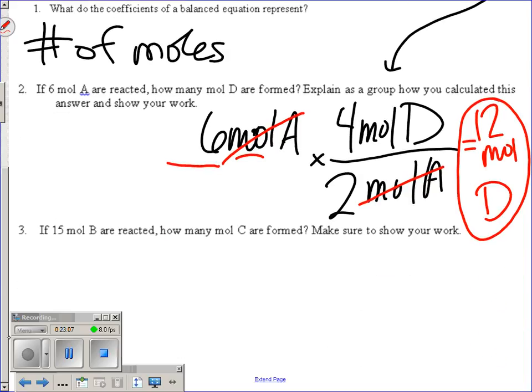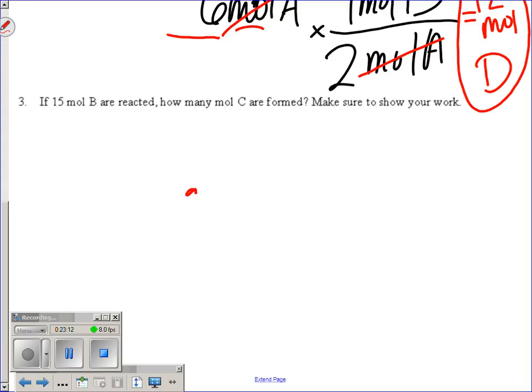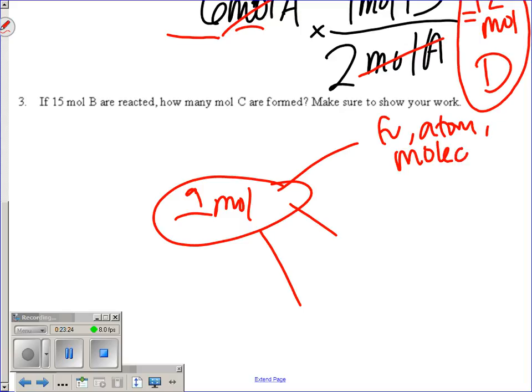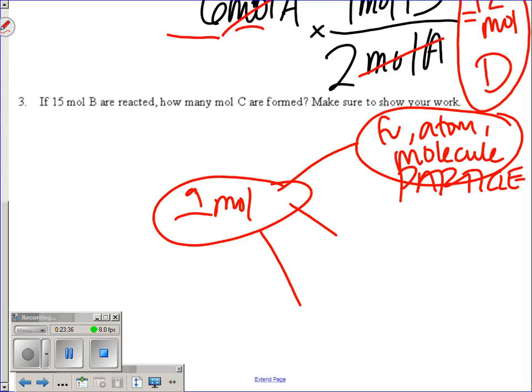So before I finish this, write this on your paper. Tell me the 3 mole relationships one more time. 1 mole can be converted to what, and what? Formula units, atoms, or say again? Molecules, and those are all called what? What's the big umbrella term? Those are all particles, okay? So particles are converted from mole with what relationship? Avogadro's number, 6.022 times 10 to the 23rd.